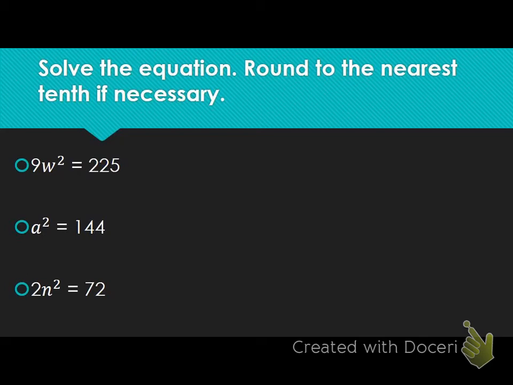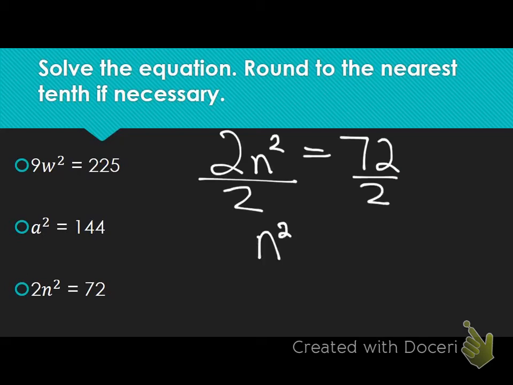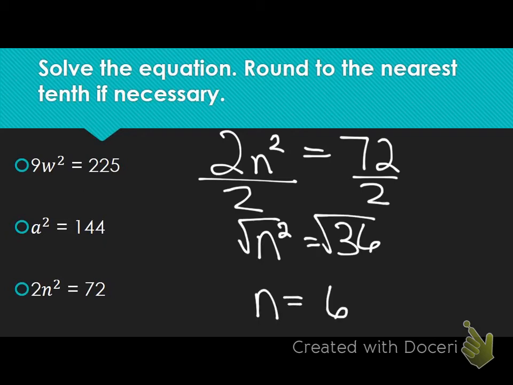All right, so 2n squared equals 72. Divide both sides by 2. N squared equals 36. What do I do to both sides? Square root it. What's my answer? Positive negative 6. Who got positive negative 6? Awesome. Okay, so that's solving equations with your exponents with the variables.